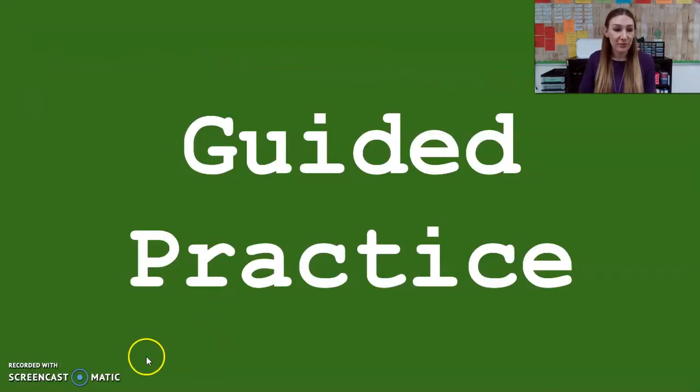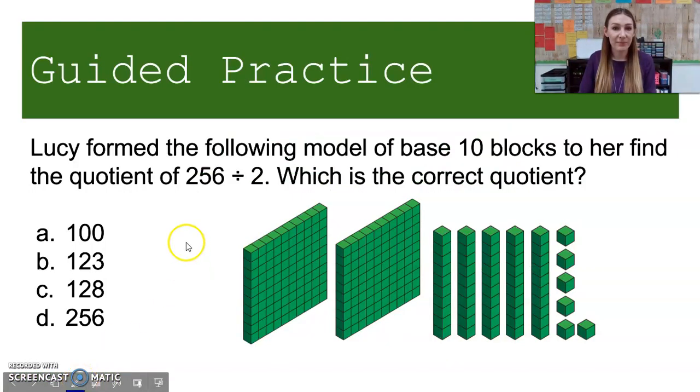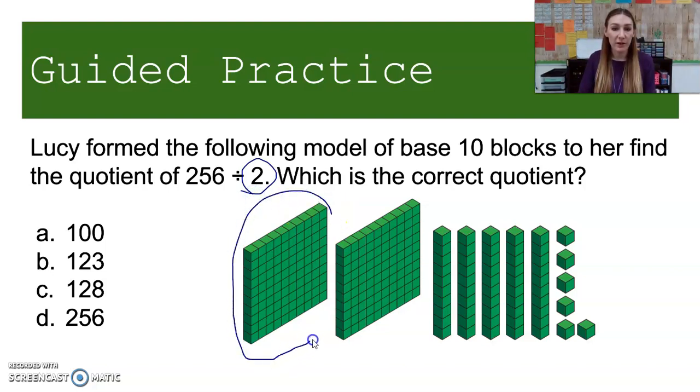All right, let's do some guided practice. Lucy formed the following model of base 10 blocks to find her quotient of 256 divided by 2. Which is the correct quotient? So I'm dividing this total into 2 groups. So what I'm going to do is take these base 10 blocks and divide them into 2 groups. So here's one group.